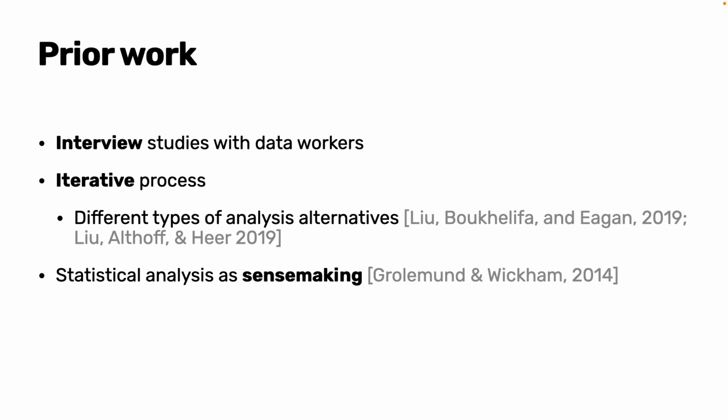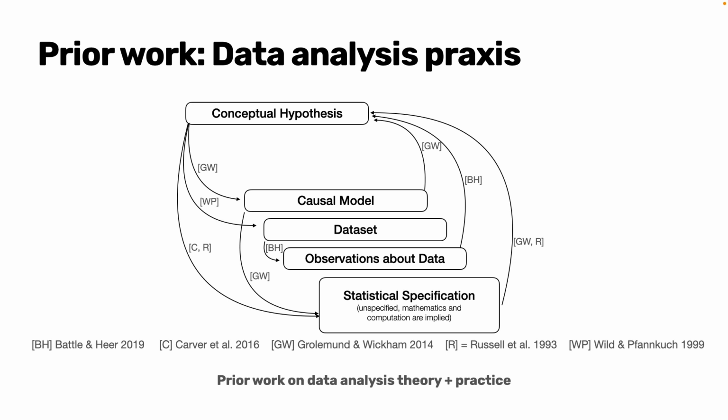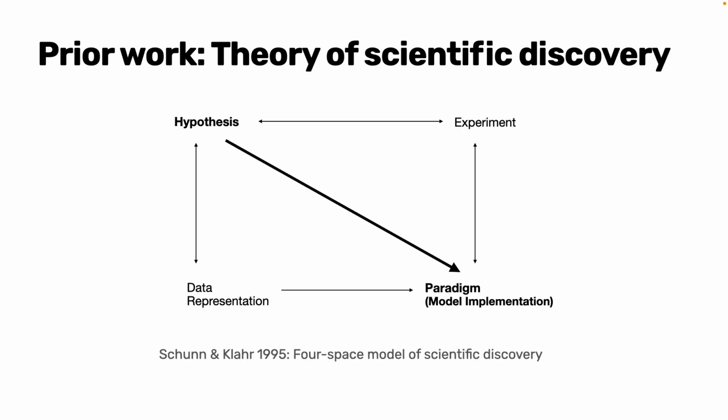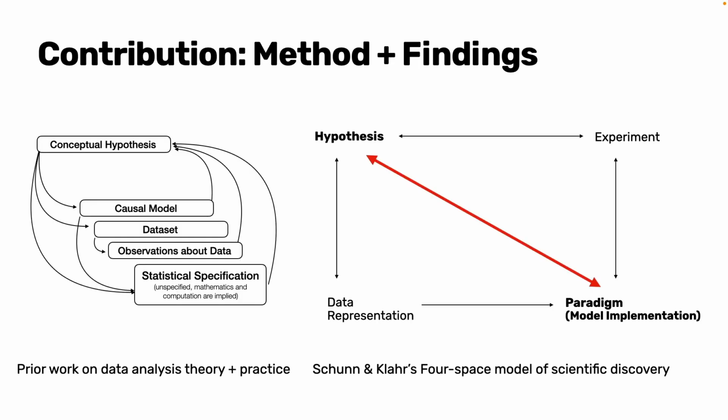Synthesizing this prior work in HCI and in statistics, we developed this initial model of data analysis praxis, which involves conceptual hypotheses, implicit causal models, the importance of data and observations, and their influence on statistical specifications. In addition, prior research on theories of scientific discovery has posited that scientific discovery exists in four spaces. So this is Schoon and Clar's 1995 model, where there are four spaces or considerations involved in scientific discovery: hypothesis, experiment, paradigm, which includes model implementation, and data representation. There is only a unidirectional arrow from hypothesis to paradigm or model implementations, even though prior work suggests that this diagonal may in fact be bidirectional.